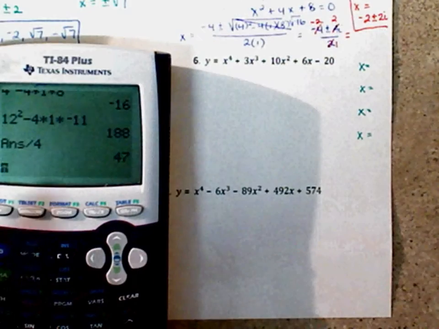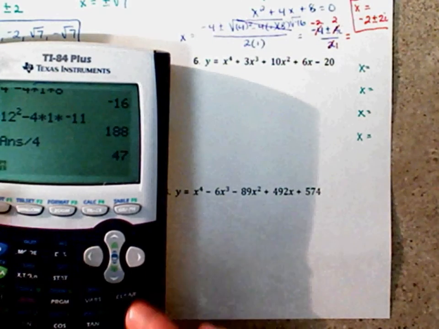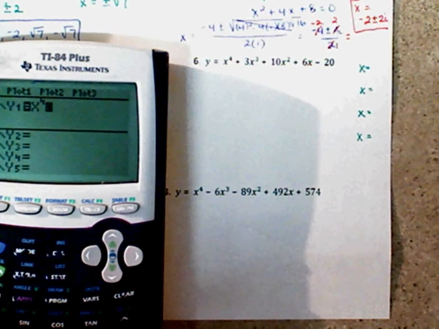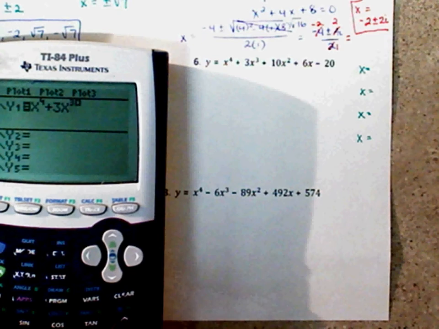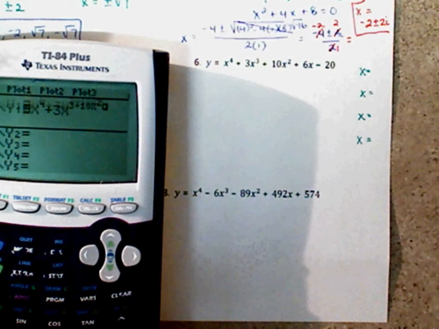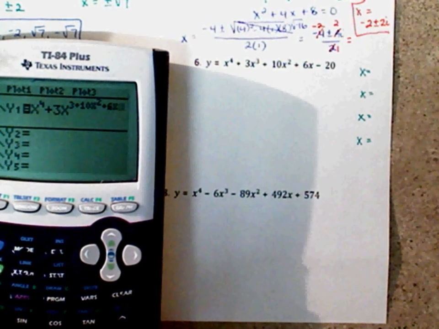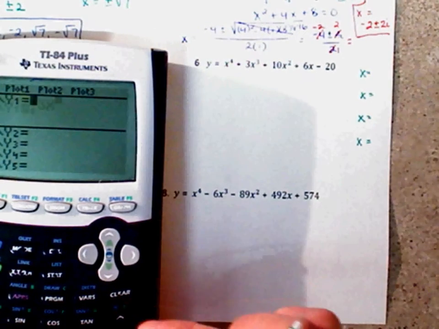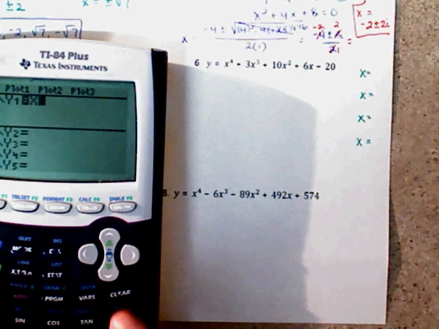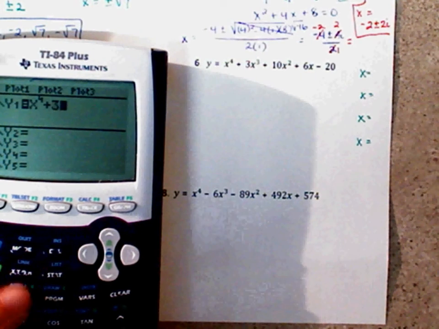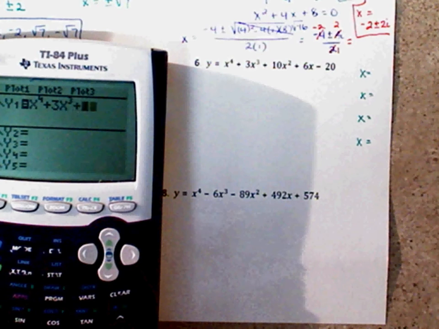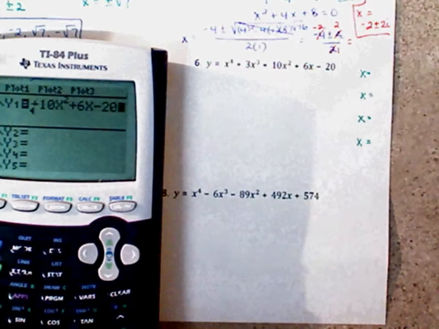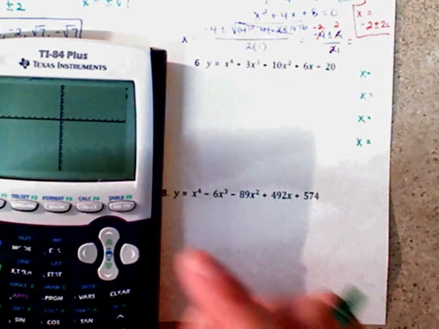Excuse me. Y equal. Let me type it in correctly. Clear. X raised to the 4th, right click, plus 3x raised to the 3rd, plus 10x squared, plus 6x minus 20. Alright, let me retype that again because I cannot type correctly. X raised to the 4th, right click, plus 3x raised to the 3rd, right click, plus 10x squared, plus 6x minus 20. And you can graph it if you like, but I'm actually going to go to the table.